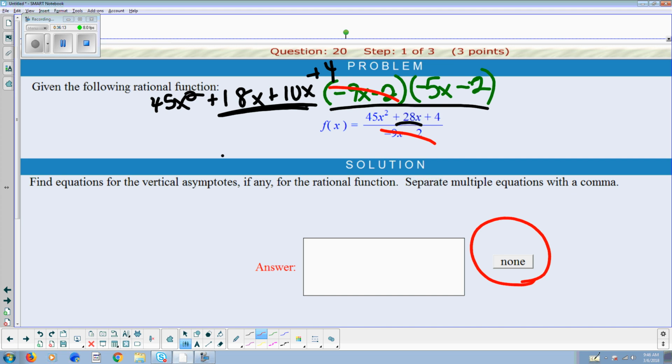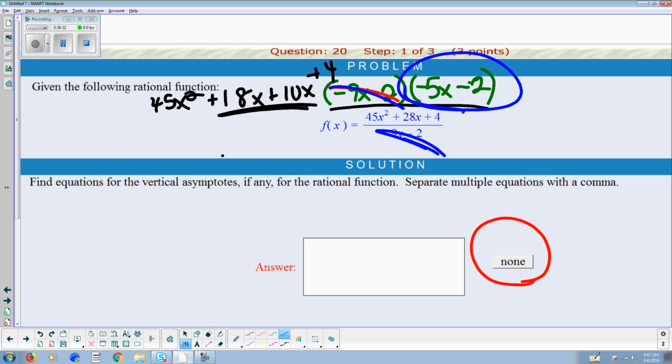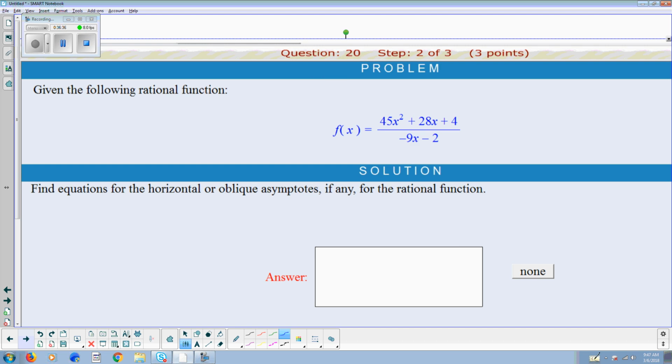Now what about horizontal and oblique? Look at the degrees. The numerator is exactly 1 degree greater than the denominator. It's going to have oblique. And guess what your oblique asymptote is going to be? Every time you have to divide to get it. But if you've done this canceling, you've already divided. Right here it is. Your oblique asymptote is y equals negative 5x minus 2. If you've done the factoring and canceling, it's just like dividing. You have divided.